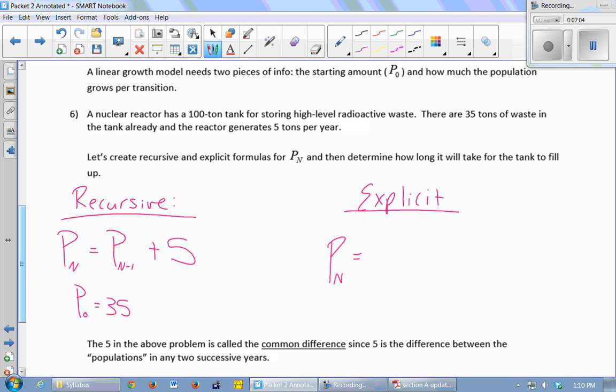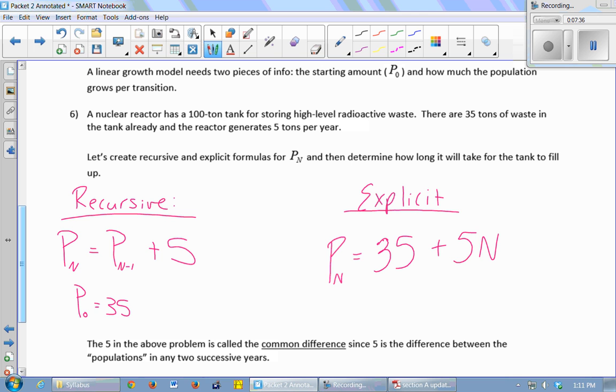Yeah, Garrett? N times 5 plus 35. Yes. So you're starting with 35, right? So you've got 35 in there, and then you have to add 5 every year for n years. And repeatedly adding 5 is the same as multiplying. So 35 plus 5n. You got it. 35 plus 5n. Start with 35, and then you add 5 every year for n years.